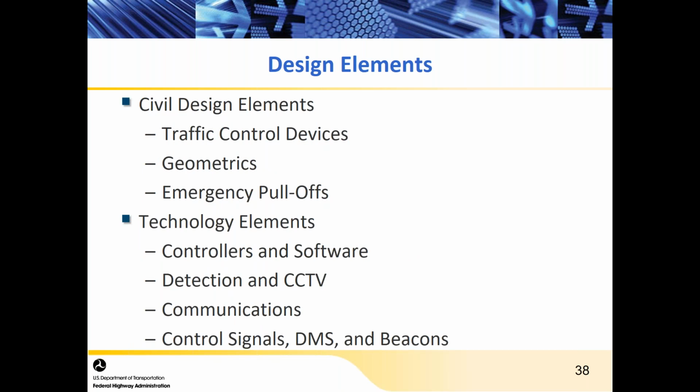The design elements for an ATM system fall into two categories. Those are the hard civil design elements, the bread and butter of the traffic engineering design, the control devices, the geometrics. There is the consideration of emergency pull-offs when you're deciding whether or not you want to deploy dynamic shoulder use. The intent is, if you have dynamic shoulder applications in operation, the shoulder has now been removed from use for breakdowns. So how do you handle that?